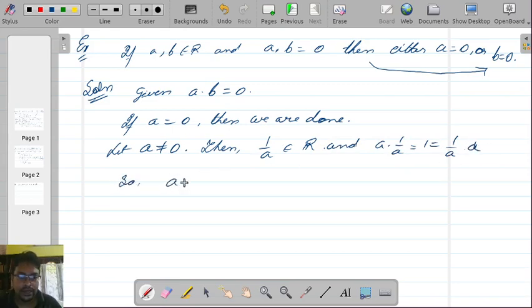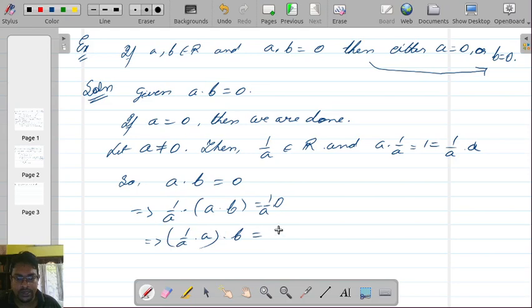So a dot b equal to 0 will imply that I can multiply both sides by 1 by a. So 1 by a into a dot b will be equal to 1 by a into 0. Here I'll use the associative property: 1 by a into a into b equal to 1 by a into 0. Already we have proved that any real number multiplied with 0 is equal to 0. We write it this way, x dot 0 equal to 0 for all x in R, since a is already there and we are not confusing it with this a. This we have already proved.